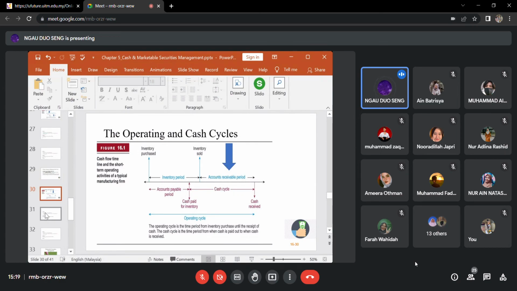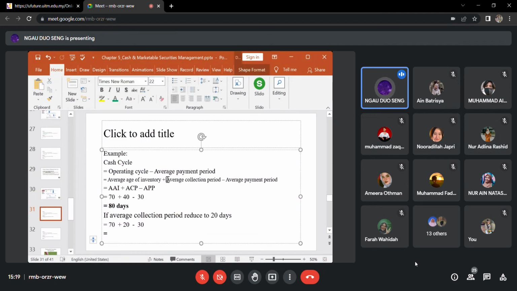All right, so for example, we have the average collection period, and we reduce it. Previously, how many days did you take? 40 days to collect your money. So now you reduce to 20 days. If you reduce to 20 days, how many are left?